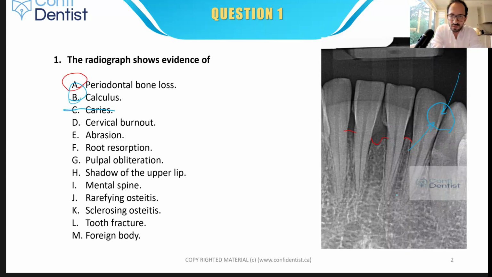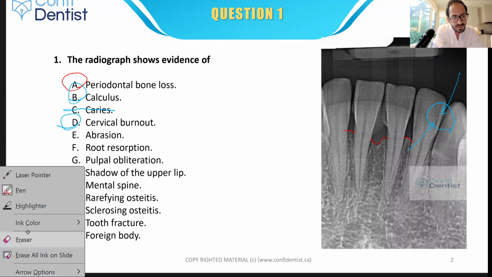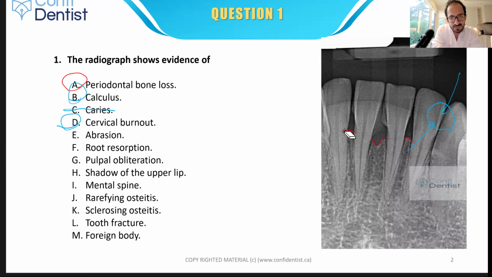What about cervical burnout? Do I have cervical burnout? Some of you guys have selected cervical burnout, some don't. And the answer is yes, we have cervical burnout. So the cervical burnout that we have, I'll remove these. I have a cervical burnout here. Clearly, a little bit of cervical burnout even here. And maybe just a tiny bit here. So this one can be also a root concavity, but these two are pretty much cervical burnout.